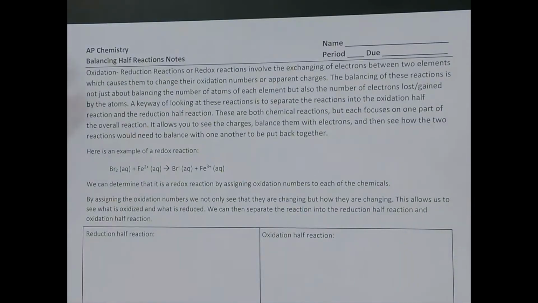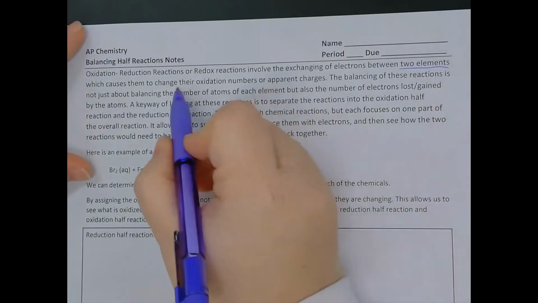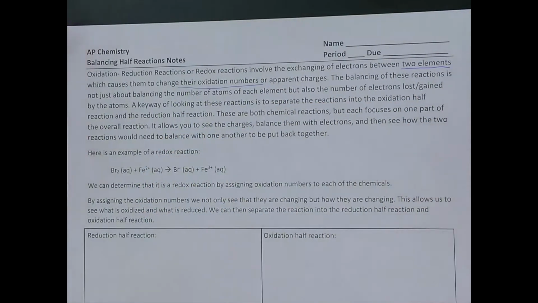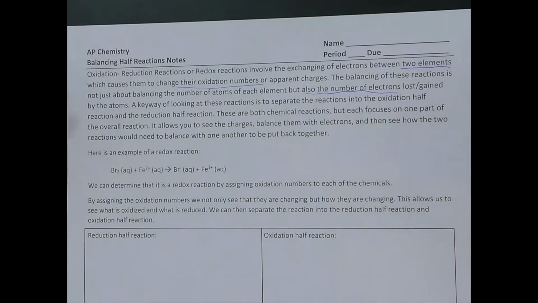So oxidation reduction reactions, or redox reactions, involve the exchanging of electrons between two elements, which causes them to change their oxidation numbers or apparent charges. The balancing of these reactions is not just about balancing the number of atoms of each element, but also the number of electrons lost or gained by the atoms.